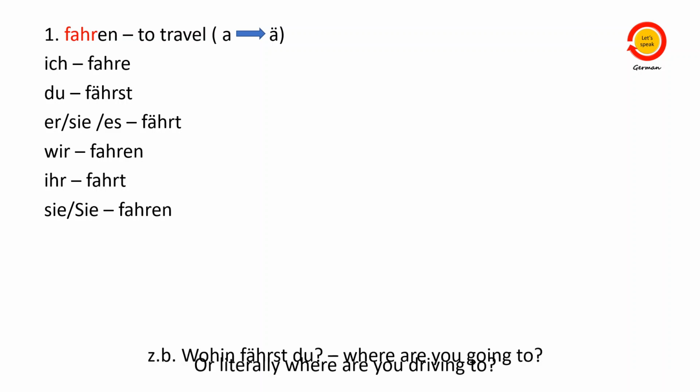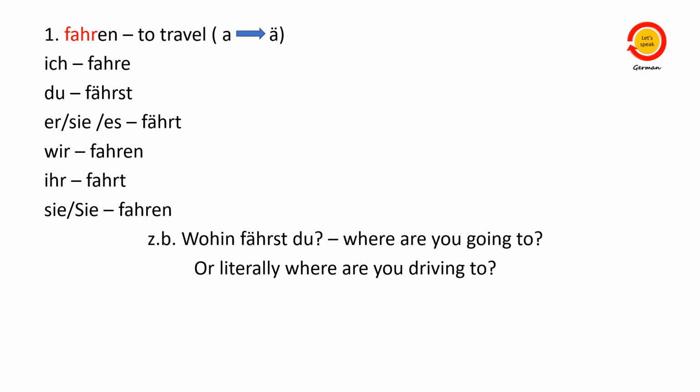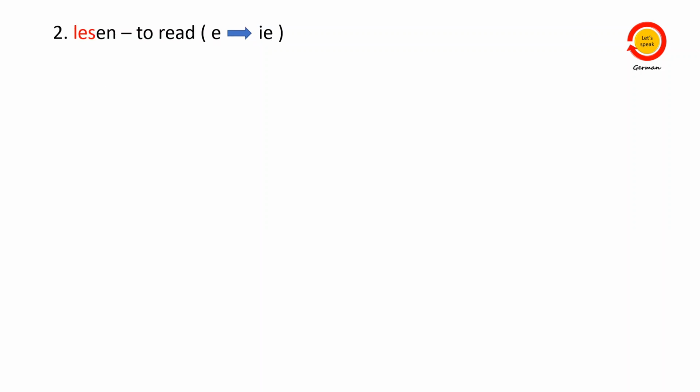Zum Beispiel, wohin fährst du? Where are you going to? Or literally, where are you driving to? The second verb in this pattern is lesen, to read, where E changes to IE.